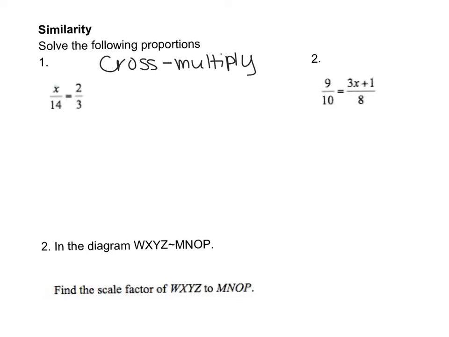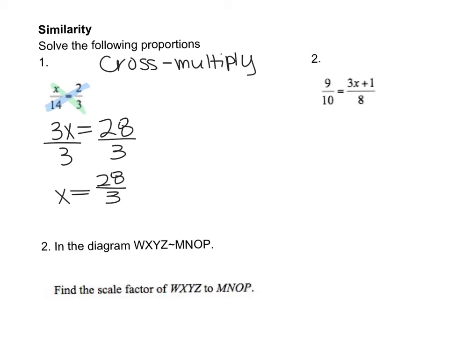So in 1, that means doing 3 times x and 2 times 14. So 3 times x is going to give us 3x. 14 times 2 is going to give us 28. Then we want to divide both sides by 3, and we're going to get x equals 28 over 3.